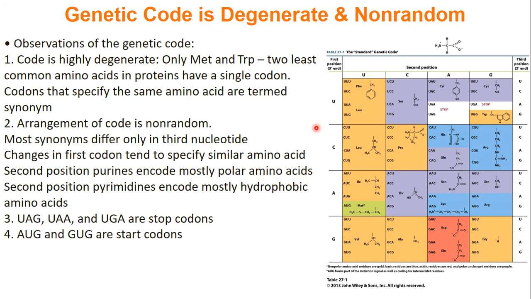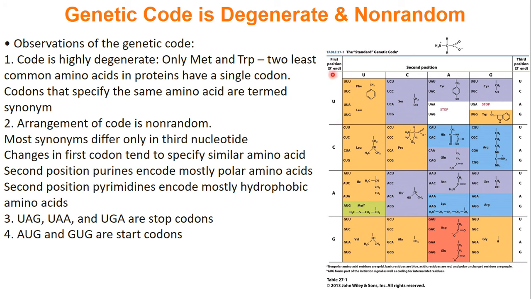Now, after discovering all of the codons, we found some interesting results. First, like I said at the beginning, this code is highly degenerate. Only methionine and tryptophan, the two least common amino acids, only have one codon. Everything else has at least two codons. And if codons make the same amino acid, they are called synonyms of each other. And the code is non-random. There's a lot of order to this code.